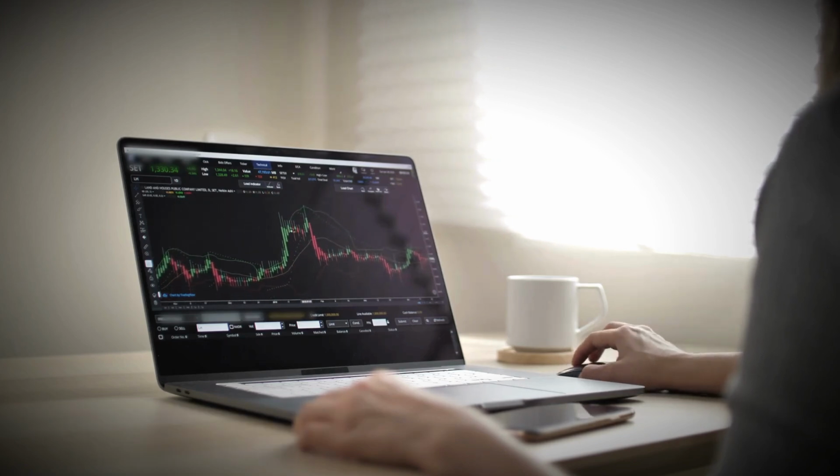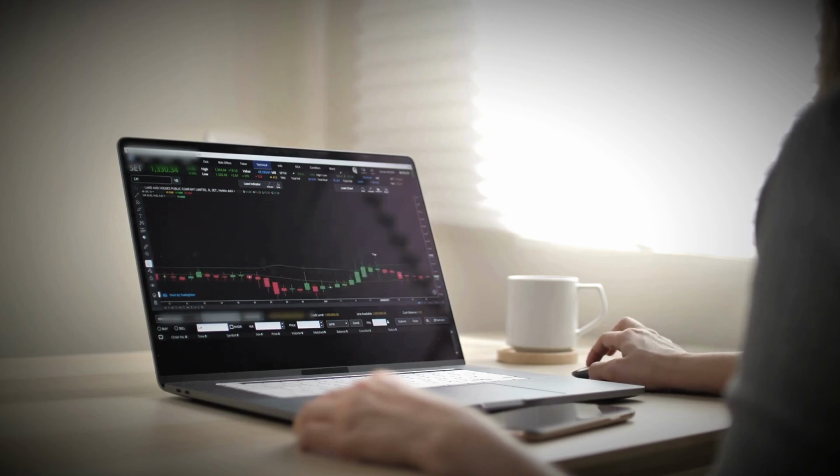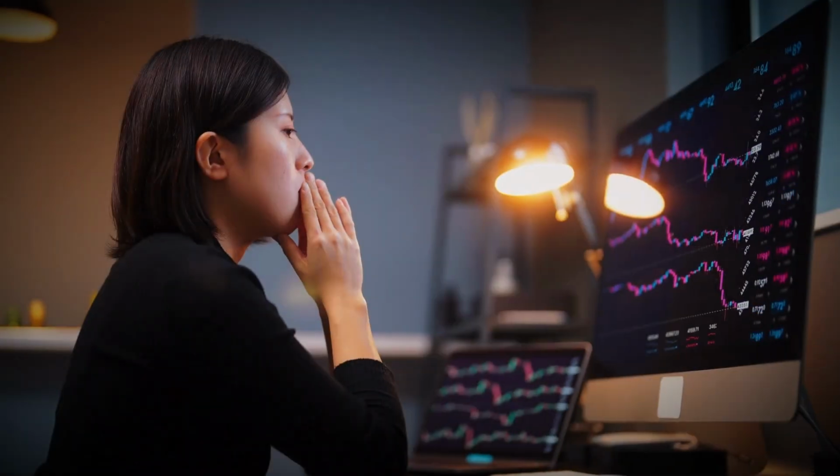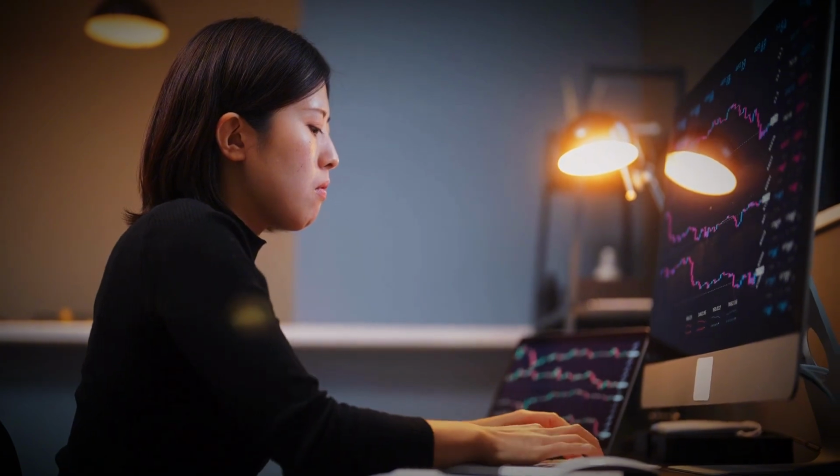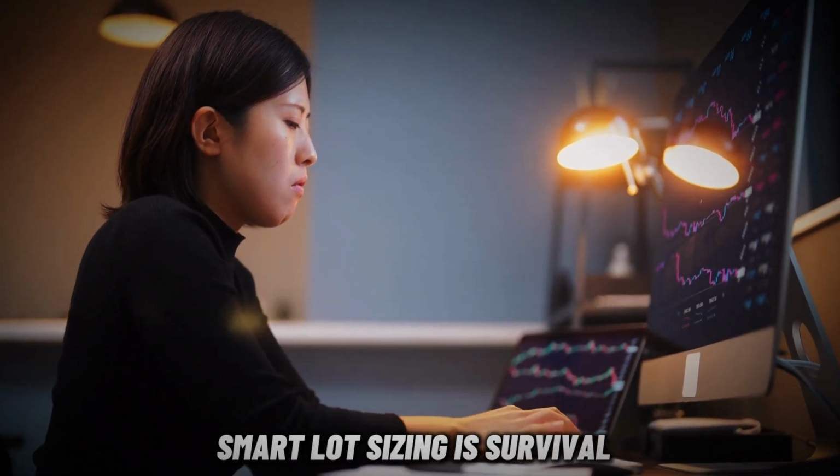The wrong lot size is one of the biggest reasons why beginners lose money quickly. Remember, Forex is not about taking the biggest risks. It's about surviving long enough to learn and grow. Smart lot sizing is survival.